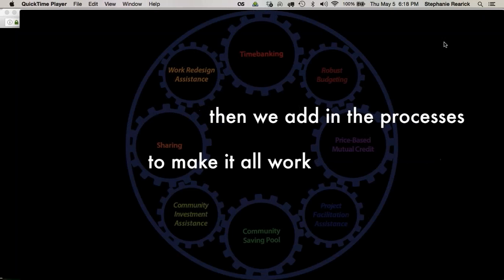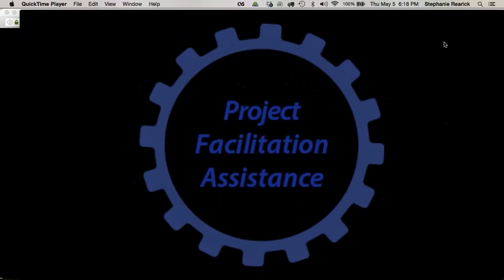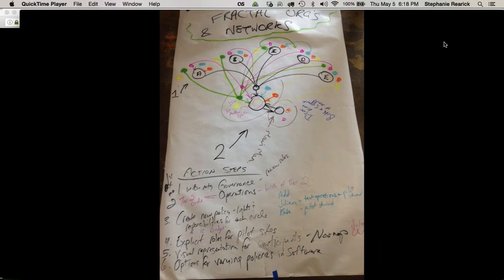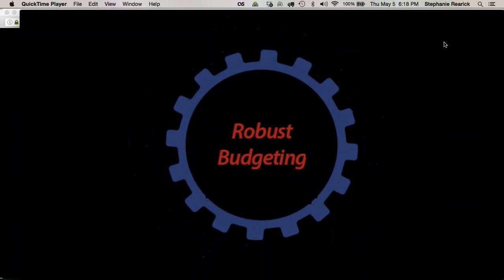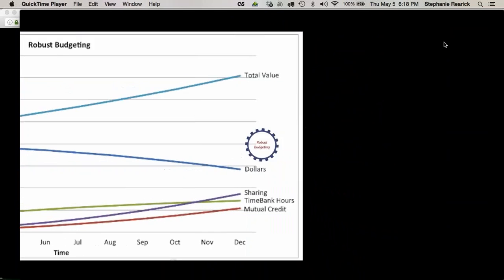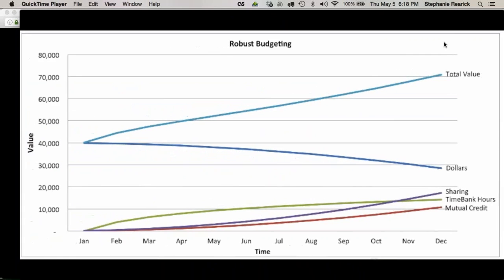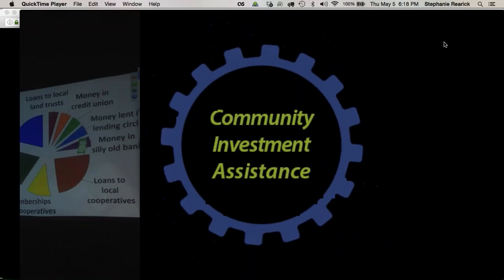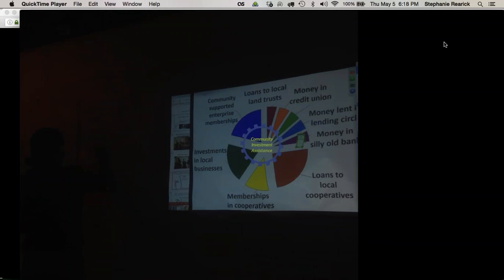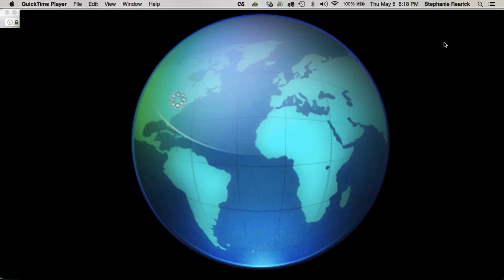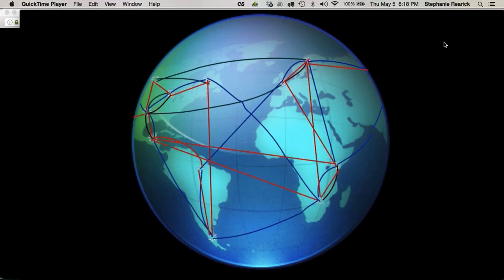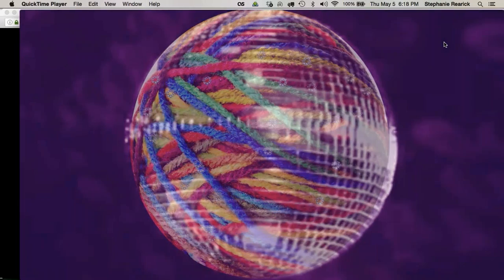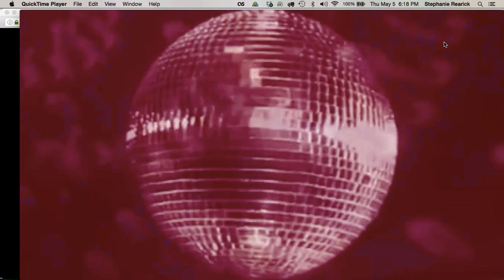Then we add in the processes to make it all work, building the skills we need to come together, identify work that needs done, and make it happen. Learning how to apply our resource sharing tools effectively to our lives and our projects. Relearning how to figure out what we really want to do with our time, and then learning how to share our money and manage it well. We connect lots of individual man projects, large and small, in a network of mutual aid. The main man. Eventually networking our networks into an economy that works for all of us.